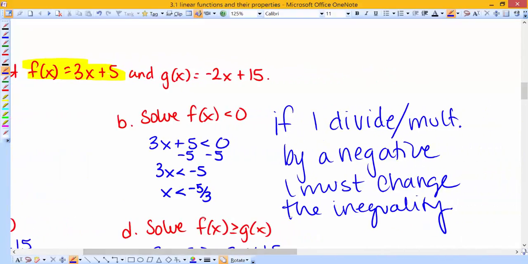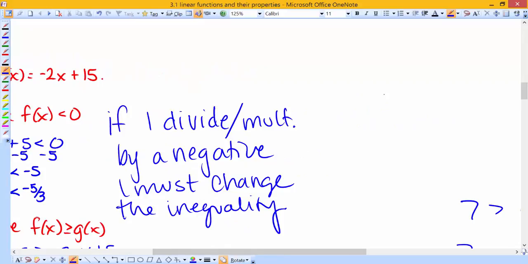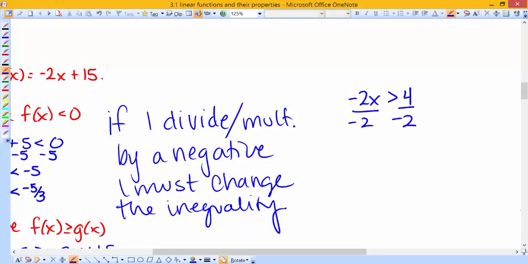Now, a quick note that you should write on a Post-it note. Pause this, write this down after I'm done talking. Every single time you divide with an inequality or multiply, be careful. If you multiply or divide by a negative, you must flip the inequality around. So if I have -2x is greater than 4 and I divide by -2, I have to flip my inequality. Please make sure you remember that. It is super duper important. Okay, pause it, write it down.